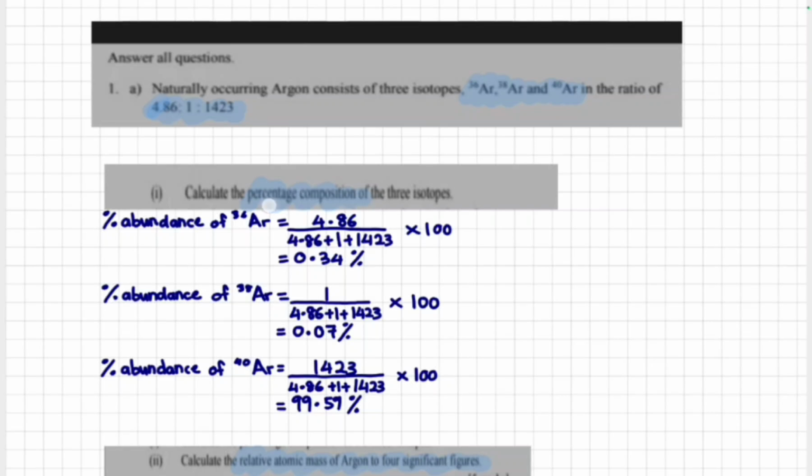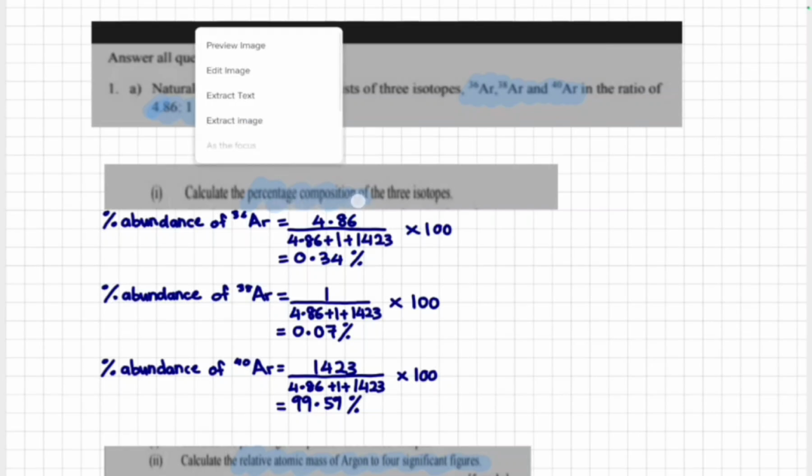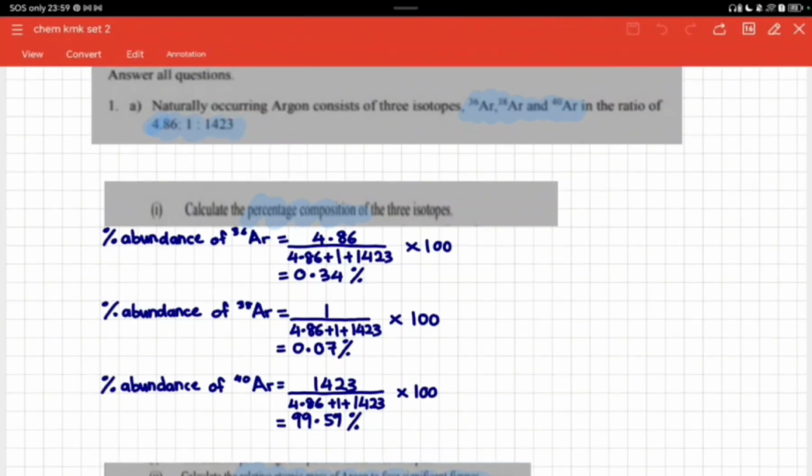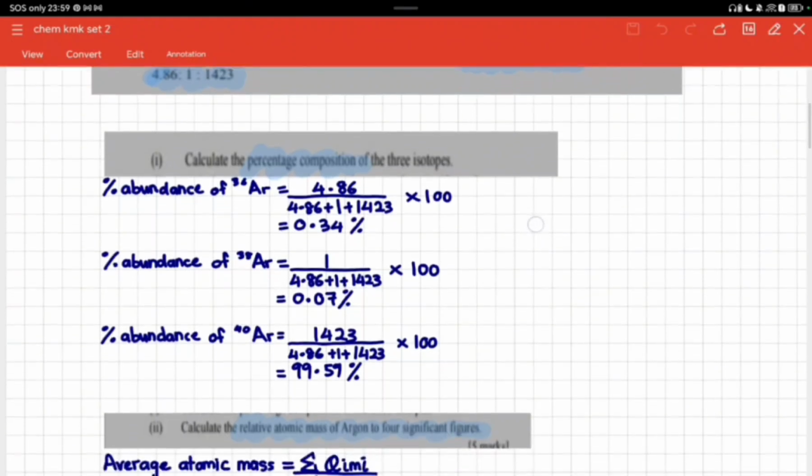As I already highlighted in the question, percentage composition refers to percentage of abundance. So we need to calculate the percentage of abundance for the 3 isotopes, which are argon-36, argon-38, and argon-40. So we need to calculate one by one. So first, let us start with argon-36.